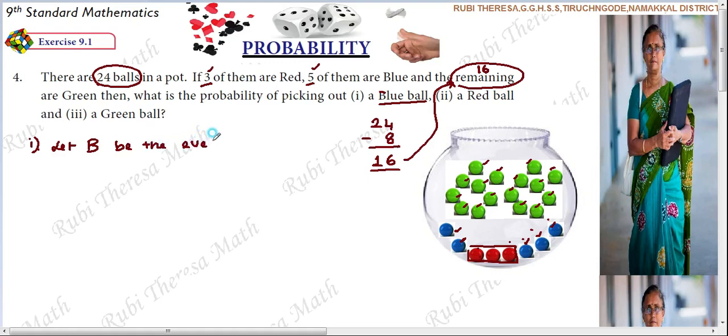So what is the event that is going to happen here? We are going to pick out a blue ball in the first subdivision. So we have to calculate the probability for that event. Is that event going to happen or not? How many chances are there for it to happen? What is the possibility? That's it. So let B be the event of picking a blue ball. Right? Picking out a blue ball.